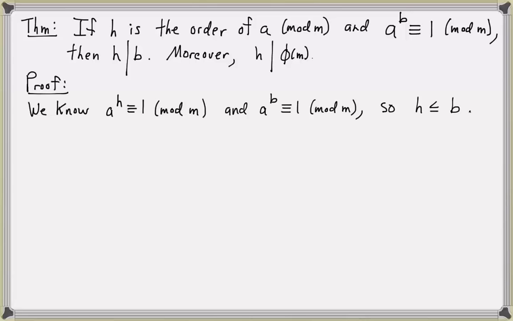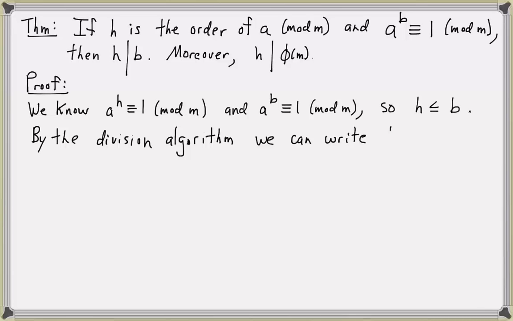Then by the division algorithm, I can divide b by h to write b equals a quotient times h plus a remainder r, where r is greater than or equal to 0 and less than h. So we want to show that r equals 0.